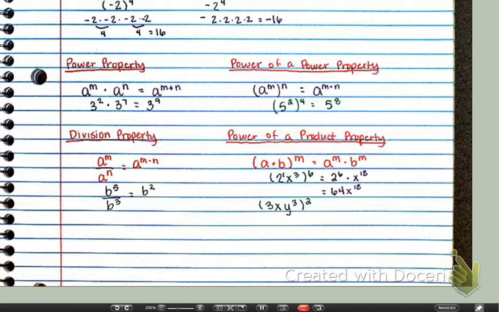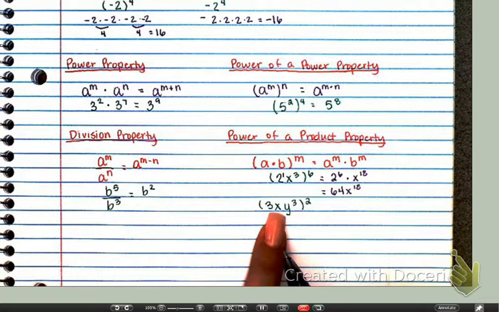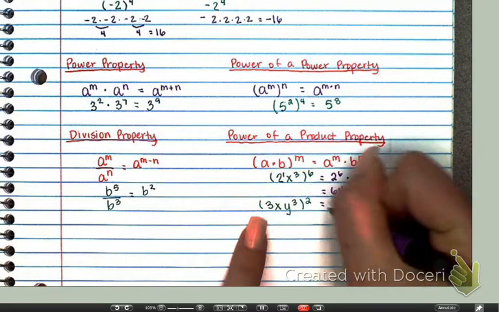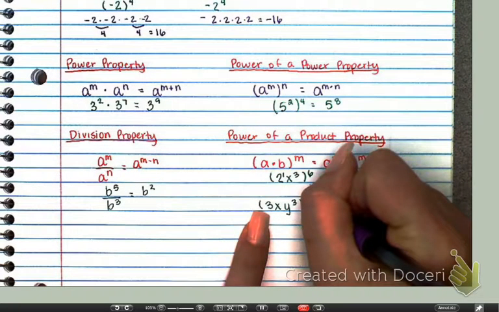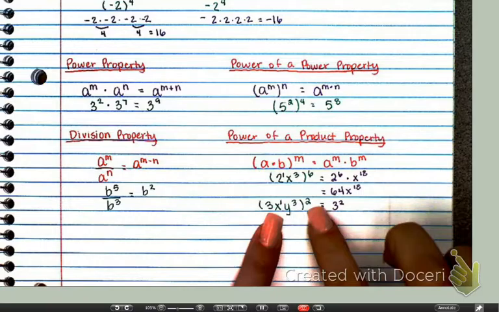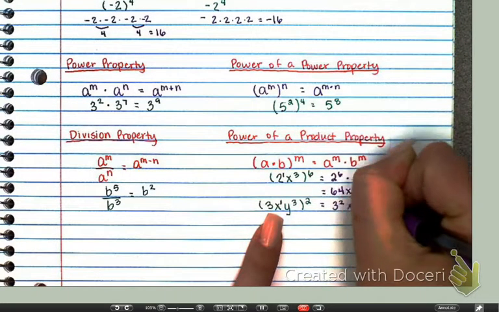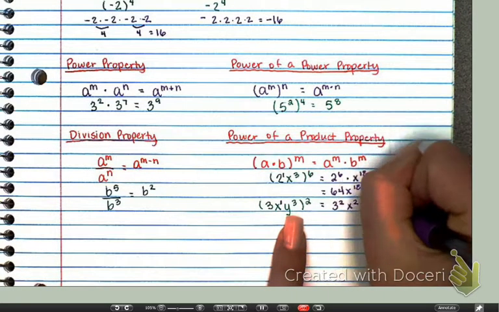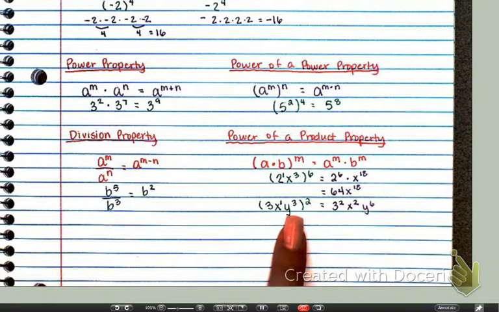So, I said take it one base at a time, right? How many bases do you see? 3. There's a 3, there's an X, and there's a Y. Okay, so one base at a time. So 3 squared. What exponent is on my X? 1. A 1. And remember, you multiply. So that's X squared. And then I have Y to the 6th power, because 3 times 2 is 6.